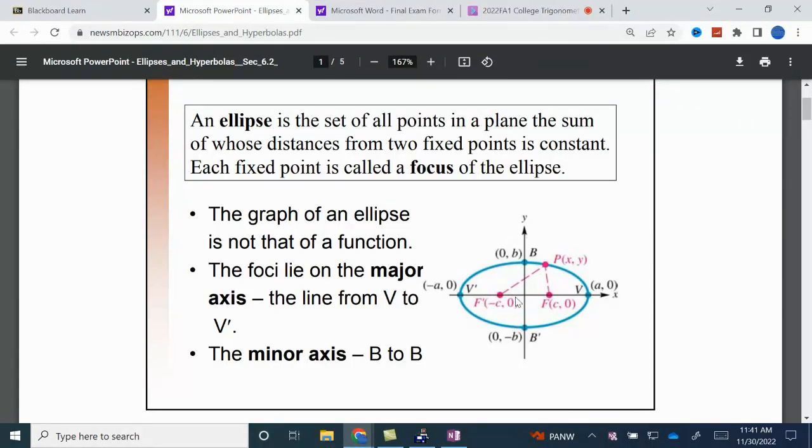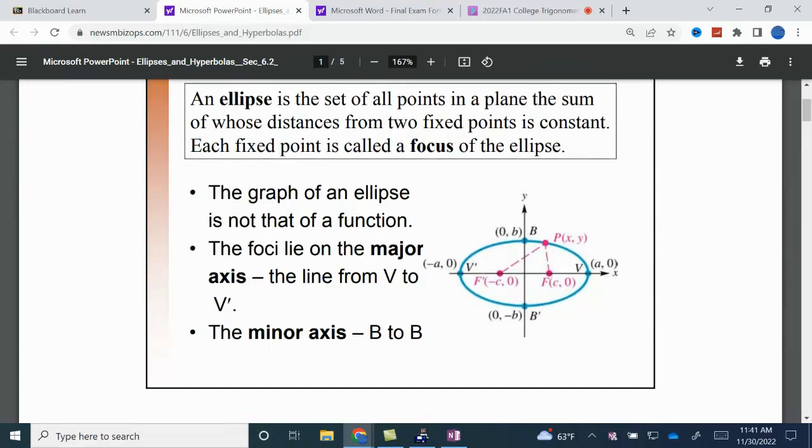The other axis is called the minor axis, and we can find the minor axis points at 0 comma b and 0 comma negative b. So in order to sketch out any ellipse, you would need a, b, and you would also need the value of c to find the foci points.